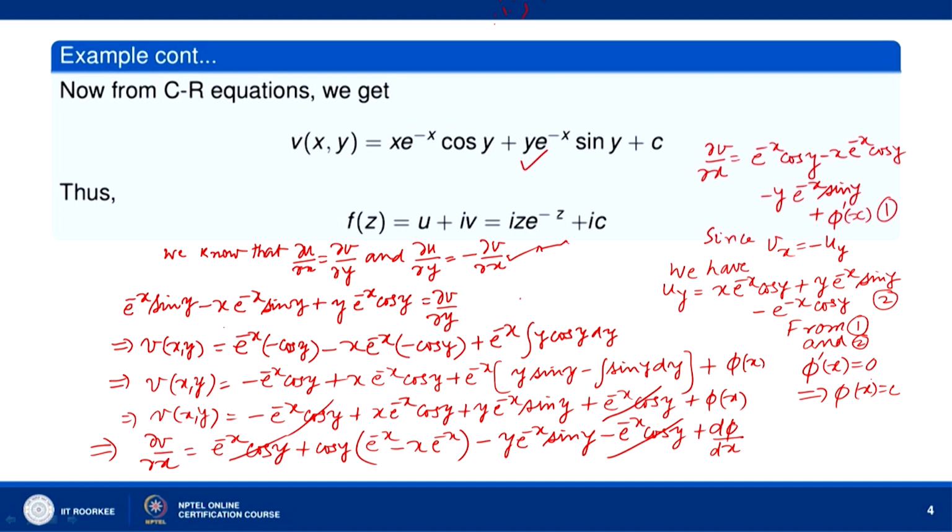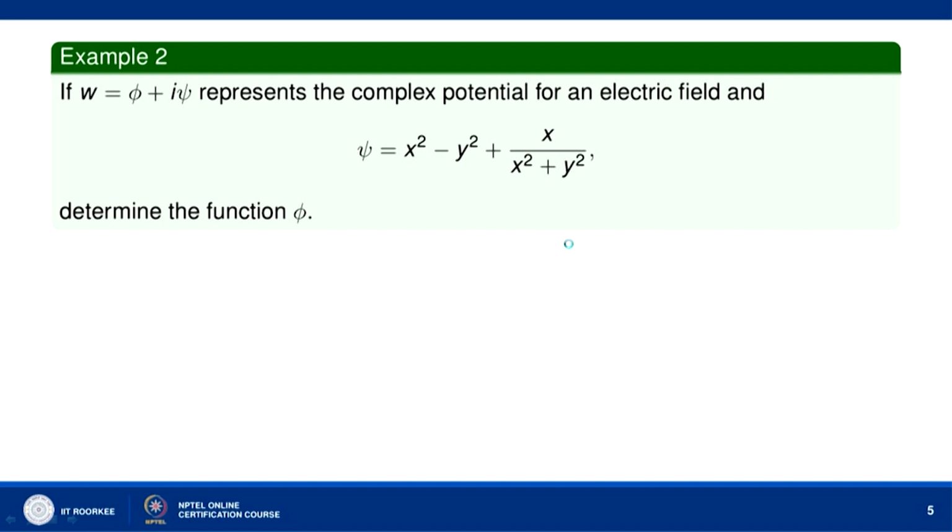Okay. Now, let us take one more example on this. Suppose W is equal to phi plus i psi represents the complex potential for an electric field, and psi is given to be x square minus y square plus x upon x square plus y square.